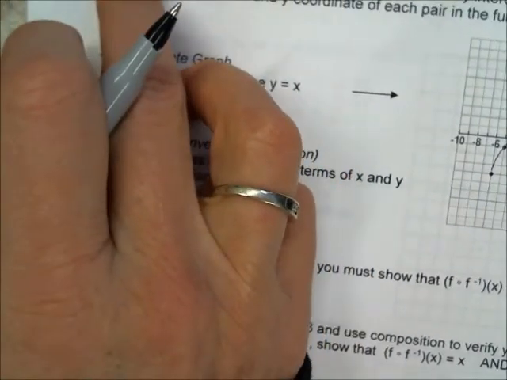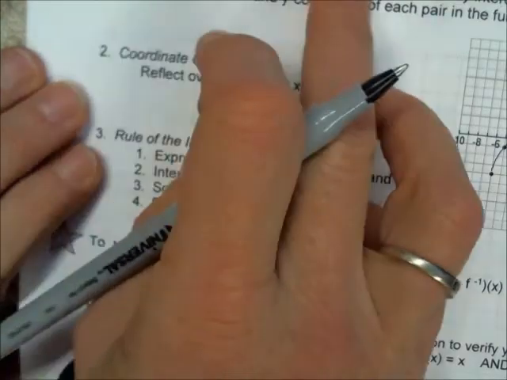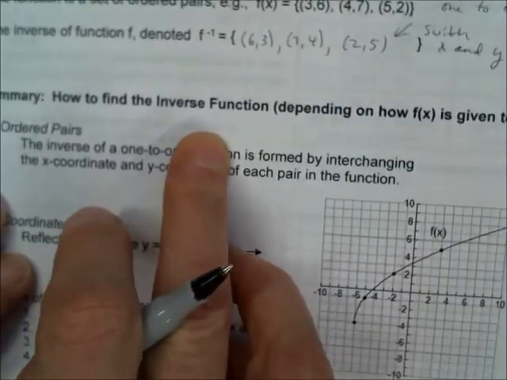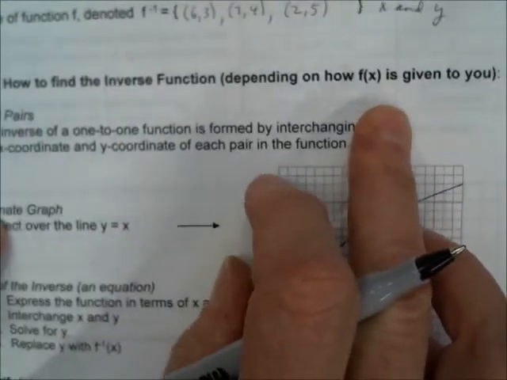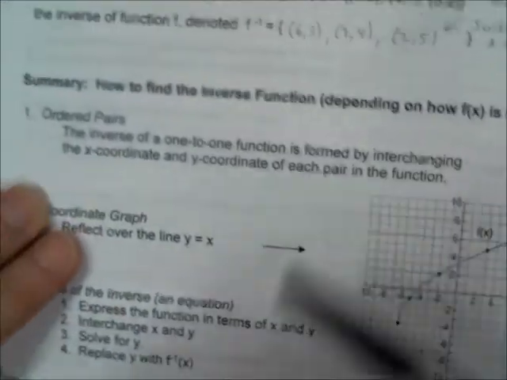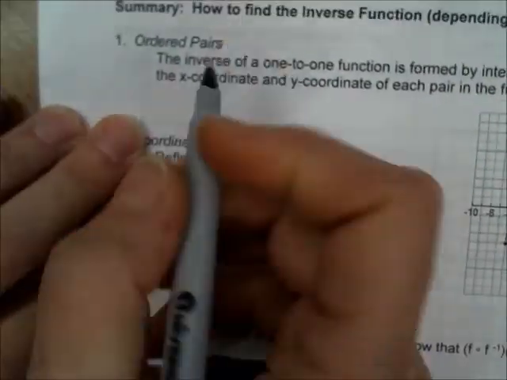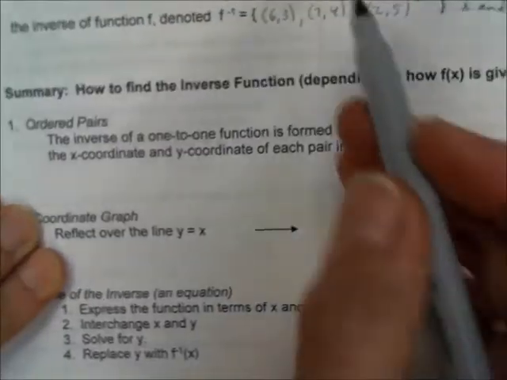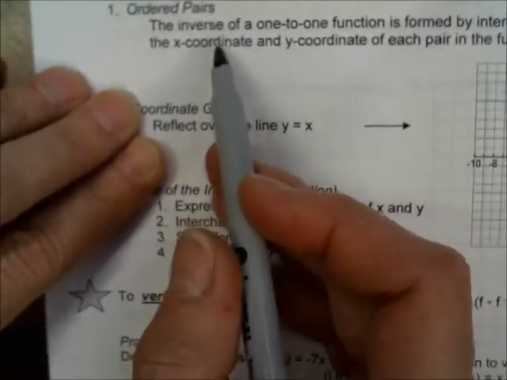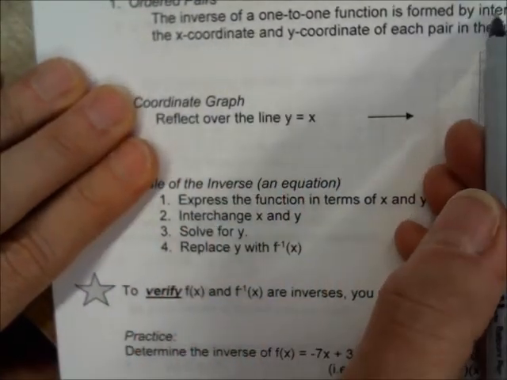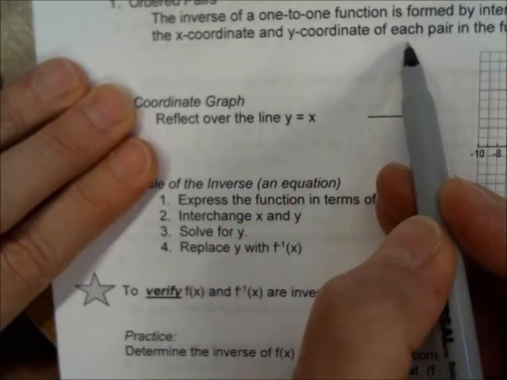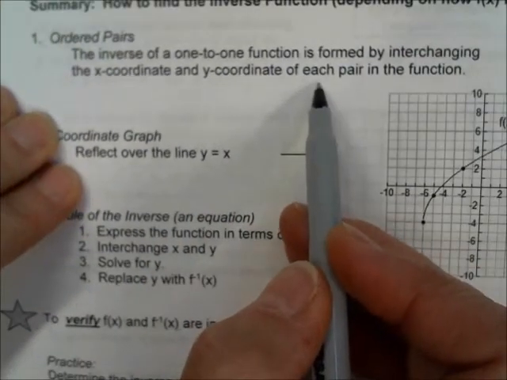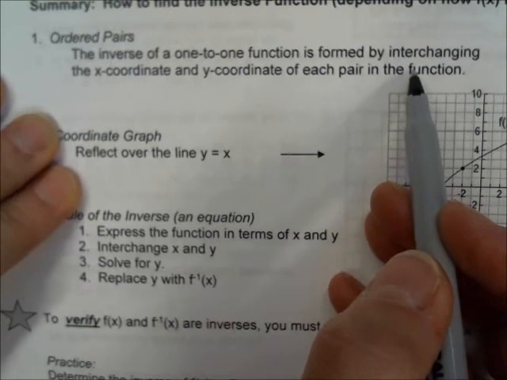So this is just summarizing the inverse functions. How to find an inverse. And it depends on how f of x is given to you. Like I just showed you up here, if you're given ordered pairs, like this is a set of ordered pairs up here, all you do is interchange the x and the y coordinate. It's so easy. A kindergartner could do it practically.